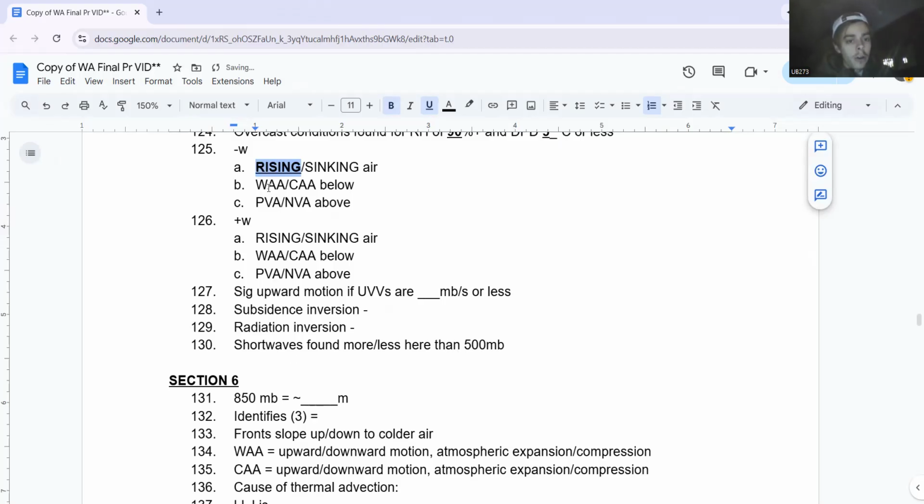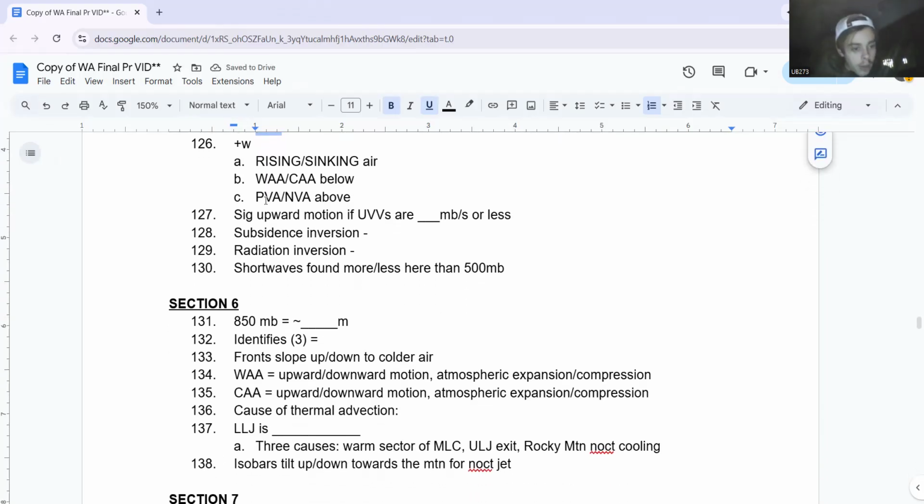Will we have warm air advection or cold air advection above? Below, sorry. Because remember, at the 850 level is where we have that CAA, WAA. We'll talk about that in a second. And then above at the 300 level, 500 level, PVA or NVA. Positive vorticity advection. Now, positive omega means sinking air at 700 level. At the 850 level, cold air advection. Above the 500 level, negative vorticity advection.